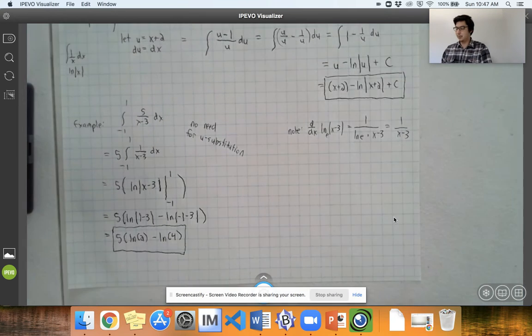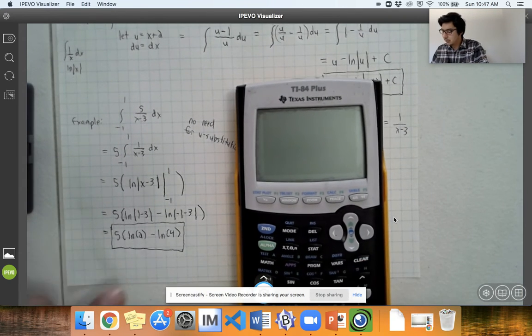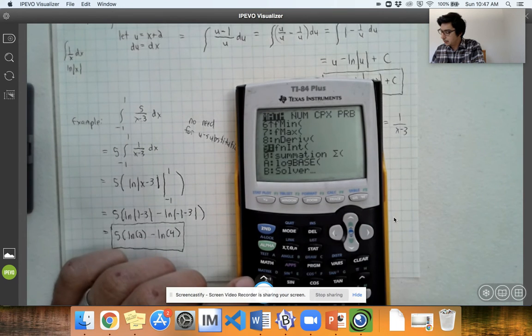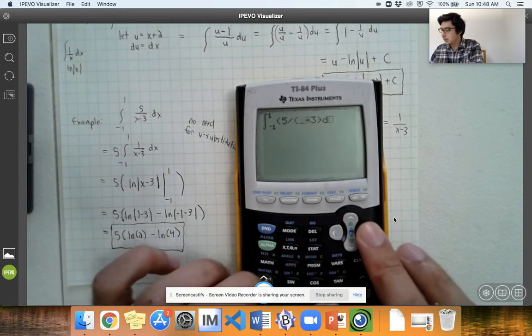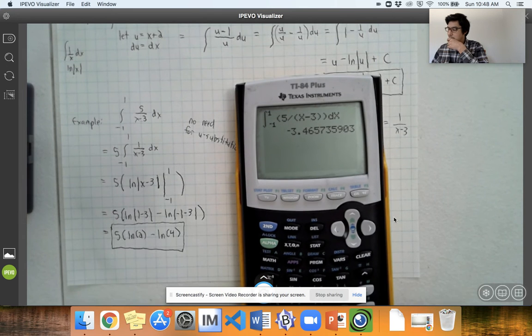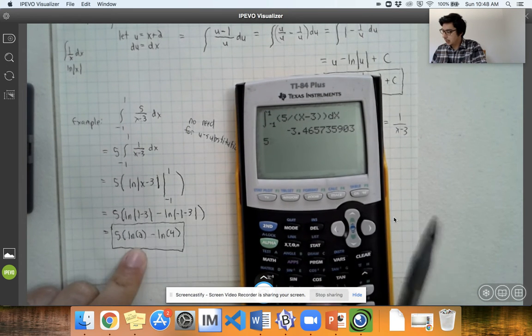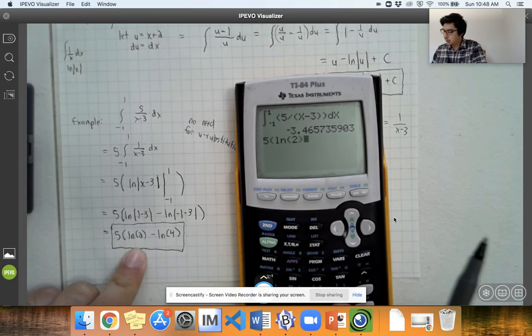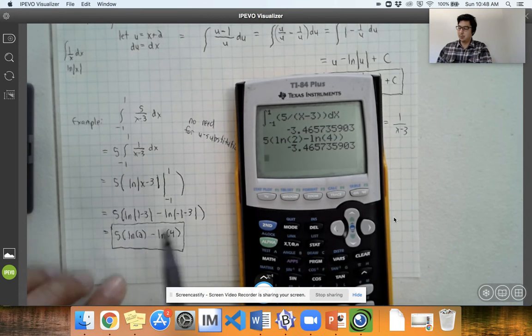And let's check our answer, make sure we did it correct. So if we did, let's do the math integral, negative 1 to 1 of 5 over x minus 3, make sure that's in parentheses, dx. So that represents the area under the curve as a decimal. And let's see if we get the same thing here. 5 times the natural log of 2 minus the natural log of 4, and all of that in parentheses. Very good. So we do get the same thing.